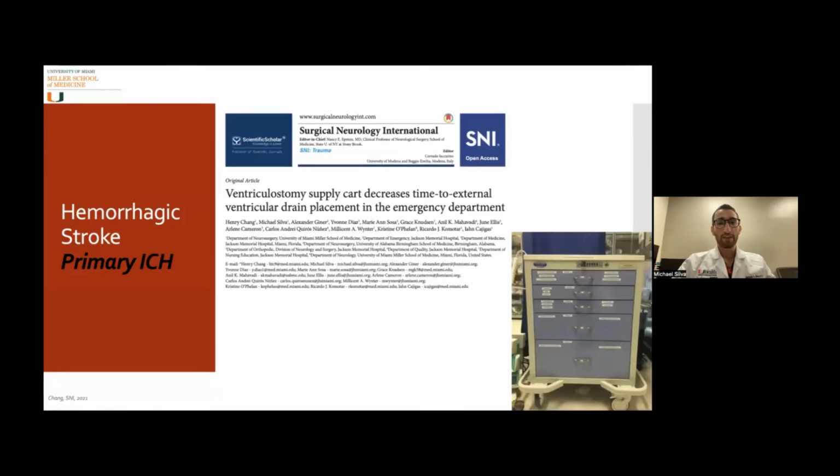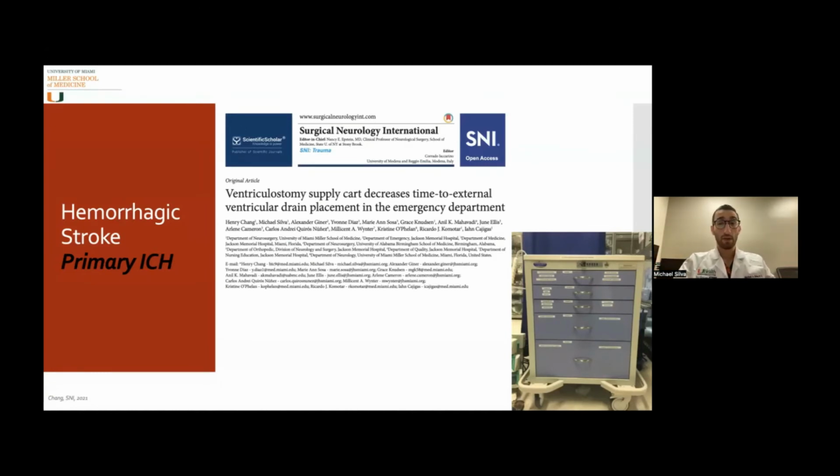I'll take a brief aside and talk about some work that's been done in our department to improve this process. This was mainly the work of Ian Cahigas, as well as med student Henry Chang. Ian's idea was that so much time is wasted in the emergency department collecting supplies and preparing the patient for the procedure, and these patients are often very sick. They have acute hydrocephalus and need their treatment expedited, and the sooner you get the EVD in, the sooner you get a repeat scan, the sooner they get to the ICU.